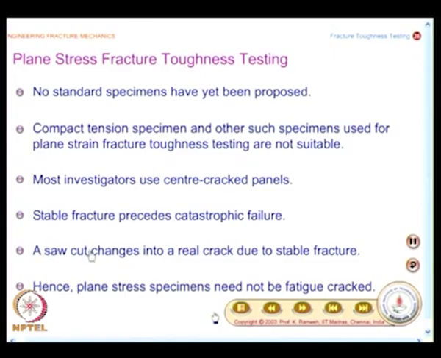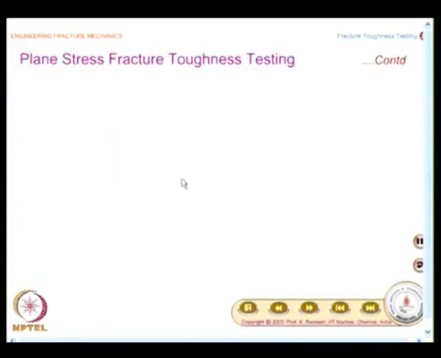So, the difference is plane stress specimens need not be fatigue cracked, but this also brings in another difficulty. You have a saw cut that changes into a crack by stable fracture and then catastrophic failure follows. So, one of the difficulties in plane stress testing is it is very difficult to find out the crack length at which fracture occurs. There could be errors in that. So, people have also devised how this could be handled, we will see them also.